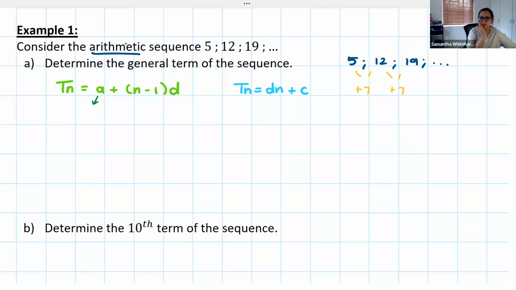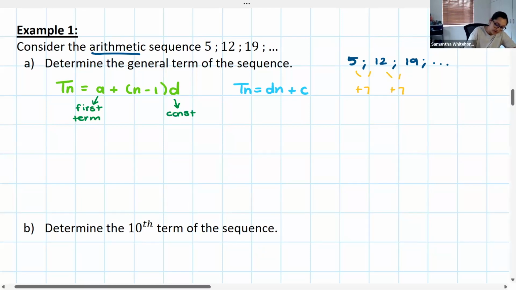It represents the first term. Nice, Katlego. First term. Right, so this is your first term of your sequence. In this case, our first term is 5. D, what does D represent? D is the constant difference. Nice, okay, nice, Katlego. D is our constant difference.